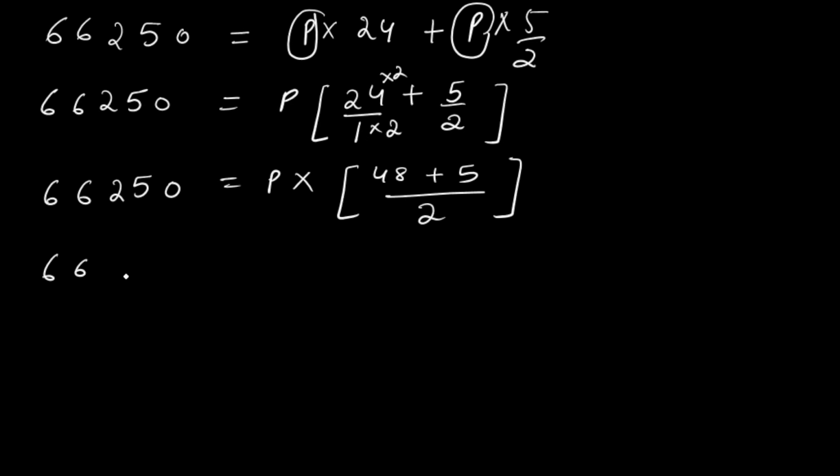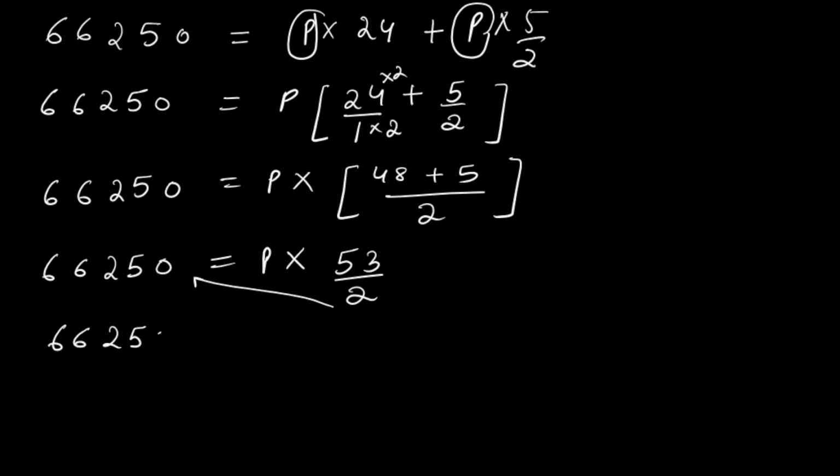Okay, so Jayashree has given the answer. So 66,250 is equal to P into 48 plus 5 is 53, 53 by 2. Now let's shift 53 and 2 to the other side, P we will be keeping on this side. So 2, when we shift to the other side, it will get multiplied.